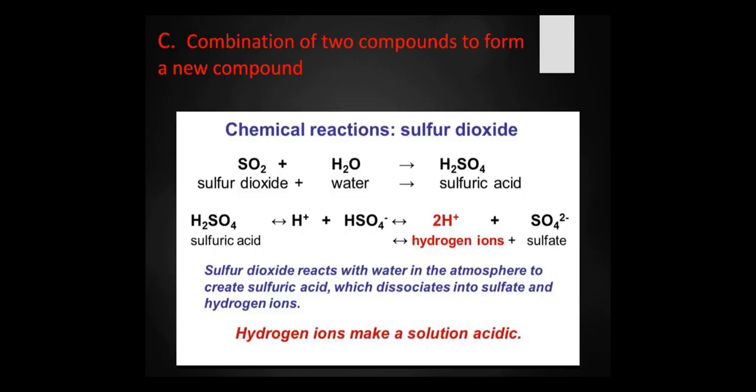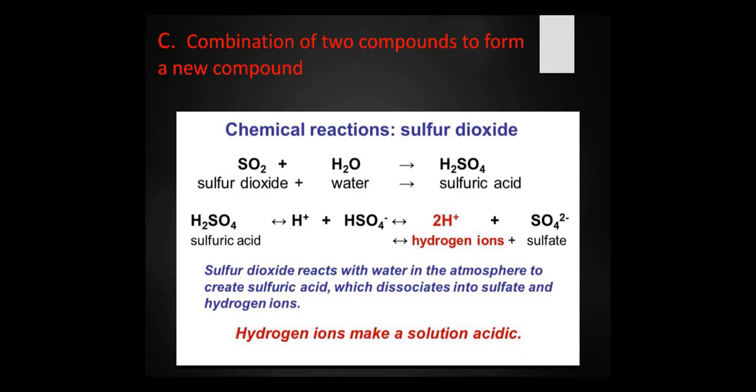Next is the combination of two compounds to form a new compound. The example of this type of reaction is sulfur dioxide. When it reacts with water, it forms sulfuric acid. We have studied this in acid rain also. In the formation of acid rain, this is what happens: the sulfur dioxide reacts with water and forms sulfuric acid, which forms acid rain.